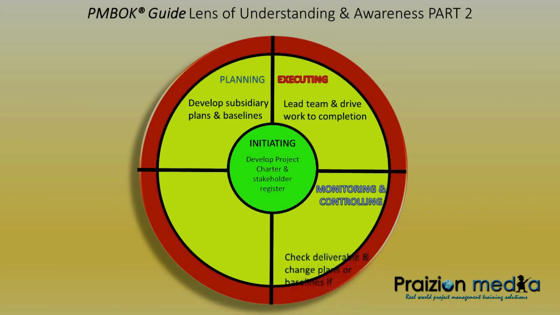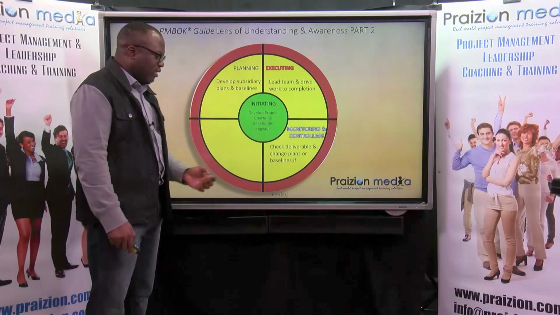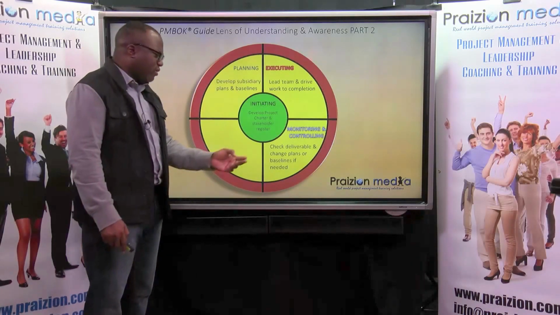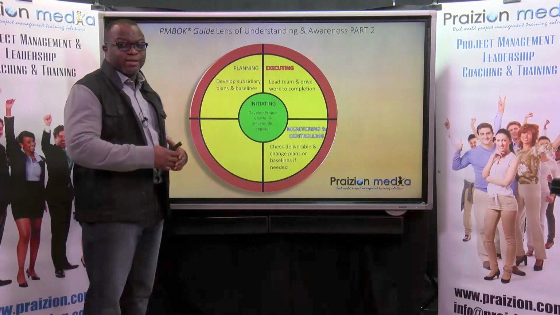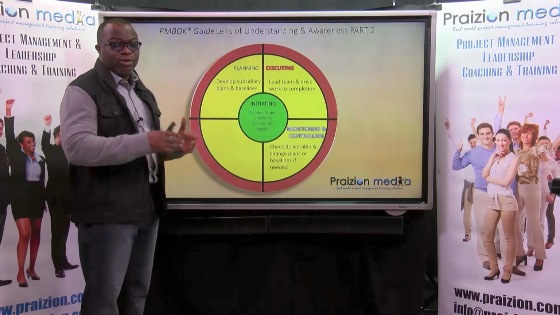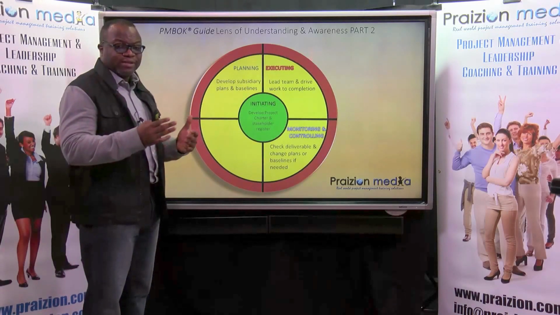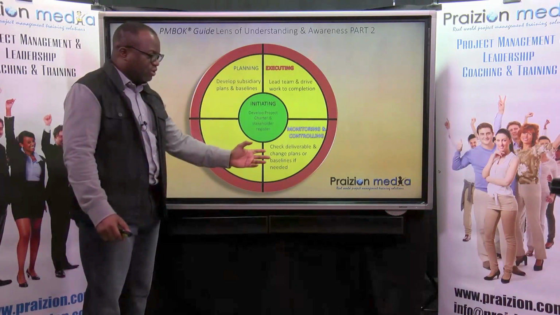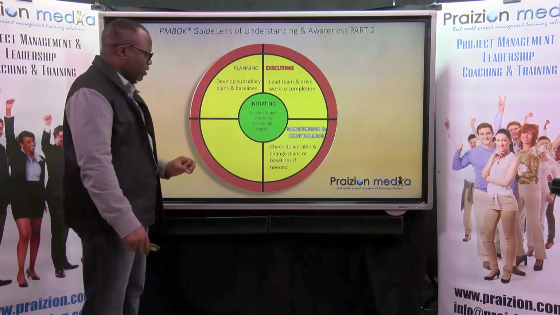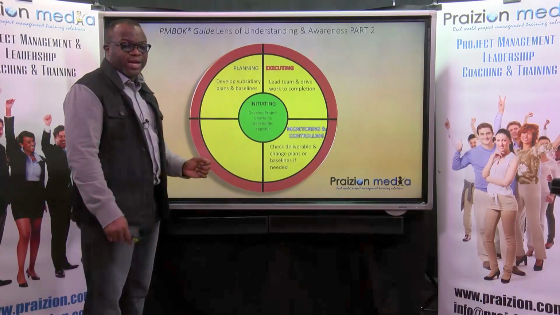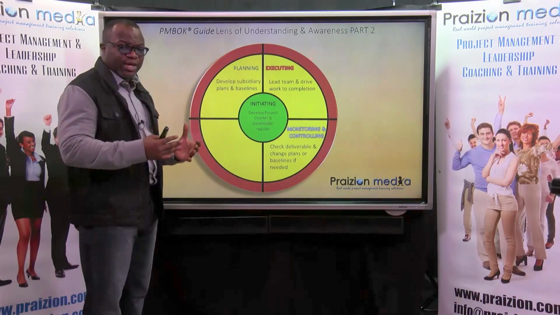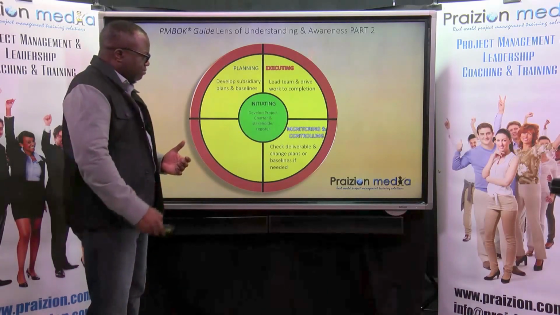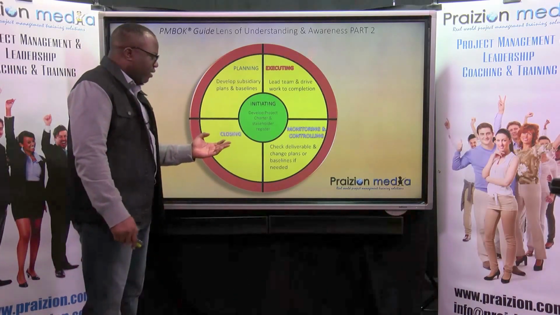Monitoring and controlling as a process group. Check deliverables and change plans or baselines if needed. When do you need to change a plan if it's not working? When do you need to adjust the baseline if the scope of work changes or if management approves that change of a baseline? Of course you should do it. But that's pretty much what we do in monitoring and controlling. Check deliverables, change plans, monitor what's going on. If it's working all right, leave it alone. If it's not, change it. Make it better.